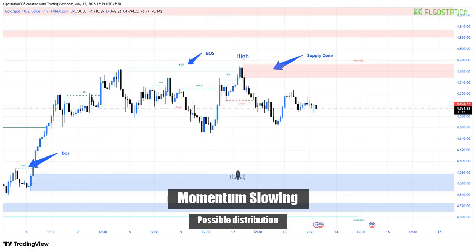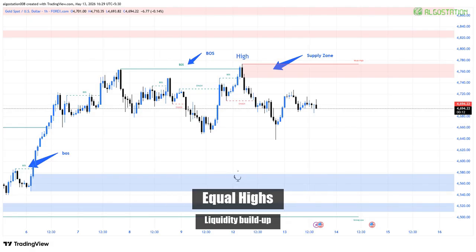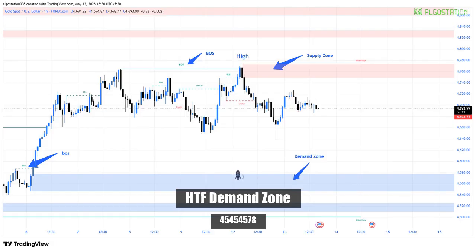Instead of continuation higher, price stalls below highs. This usually signals absorption rather than strength. Equal highs are now building intraday. This creates another buy-side liquidity pool institutions can later attack. Below current price, this large 1-hour demand zone remains untouched and becomes an attractive downside magnet.